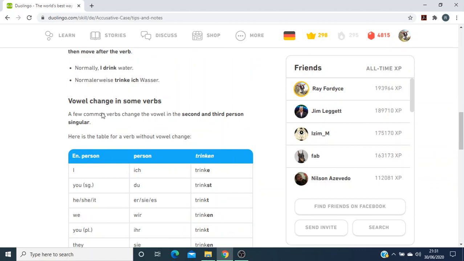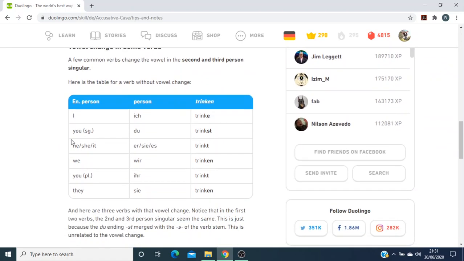Vowel changes in some verbs. A few common verbs change the vowel in the second and third person singular. When I was learning German, what they called weak, strong, and mixed verbs really just means regular and irregular verbs. So here's a verb without a vowel change. Ich trinke. I think we've had this one in previous ones. Ich trinke, du trinkst, er/sie/es trinkt, wir trinken, ihr trinkt, sie trinken.